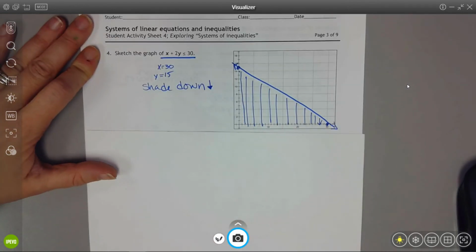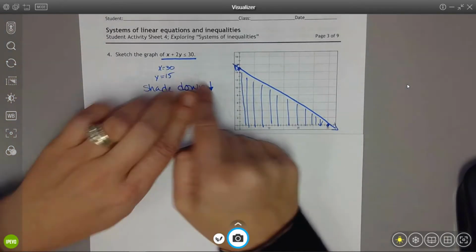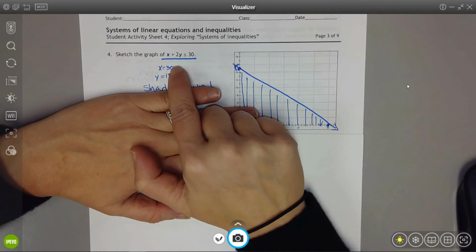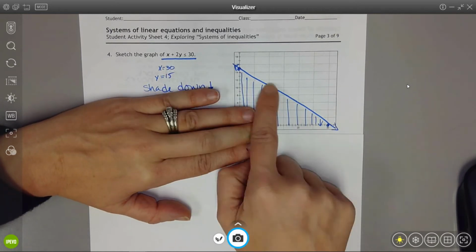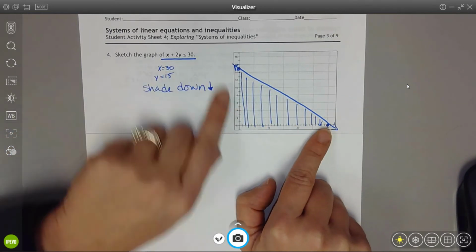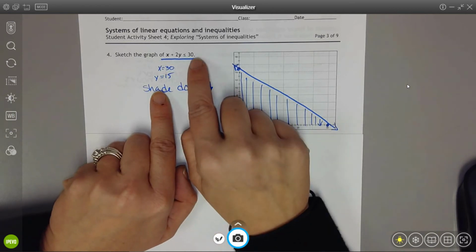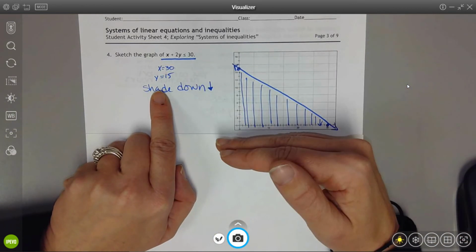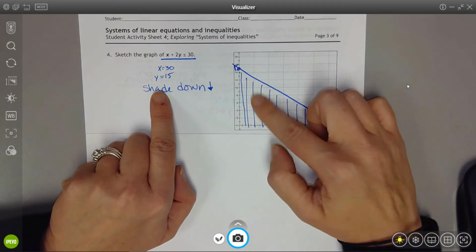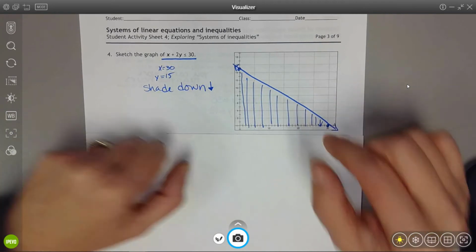So my first equation here is sketch the graph. So guys, I graph it as normal. I did my intercepts. X is 30, Y is 15. And I put those both on there. Now, to show that we have to spend less time under that time, we're going to do what we call the shading. We're going to shade down.